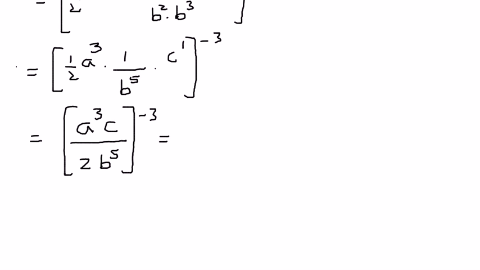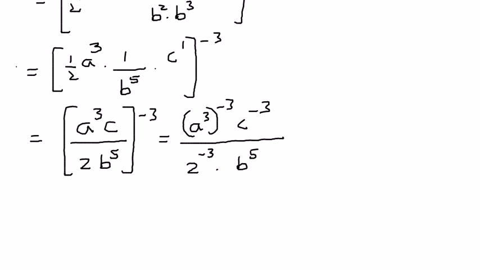So we can write this one as a to the power of 3, the whole thing raised to the power of -3, c to the power of -3, this whole thing divided by 2 to the power of -3, times b to the power of 5, this whole thing is raised to the power of -3. So therefore we can write this as follows.